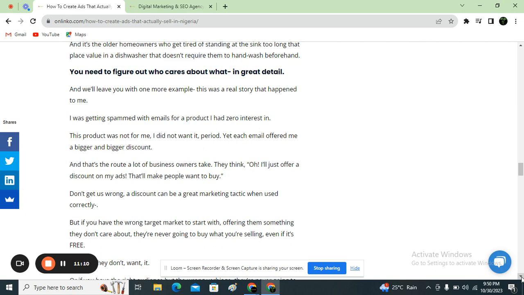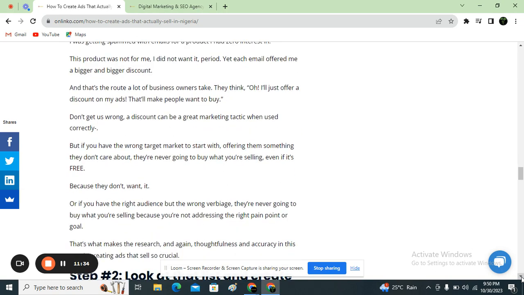And that is the route a lot of business owners take. They think, oh, I will just offer a discount on my hat. That makes people want to buy. Don't get us wrong, discounts can be a great marketing tactic when used correctly. But if you have the wrong target market to start with, offering them something they don't care about, they are never going to buy what you are selling, even if it's free. Am I making sense? Even if it's free, they won't buy it because they don't want it.